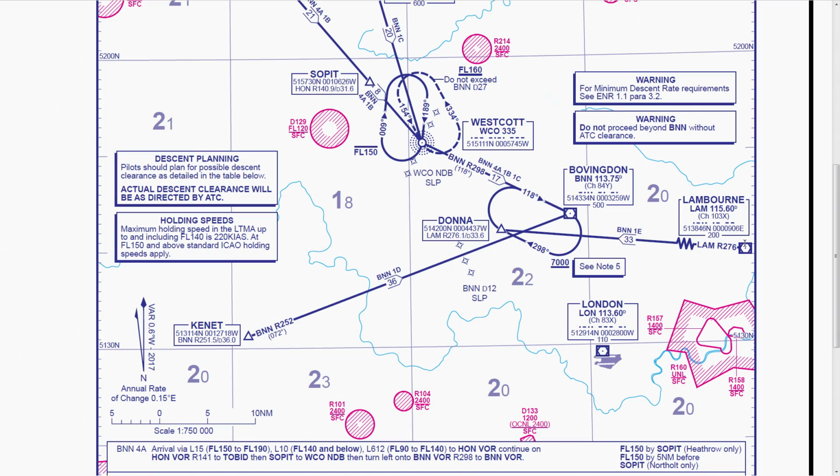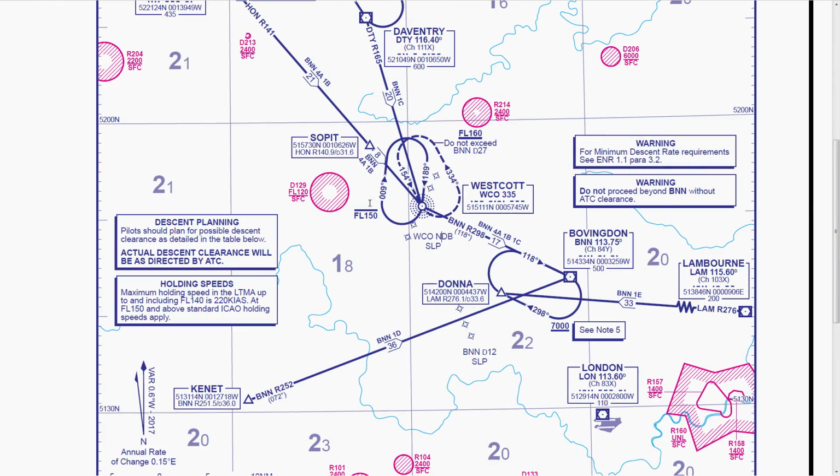Now, you're probably wondering, why doesn't Lambourne have one? Well, it does. It's actually about 7 nautical miles behind this map. So behind Lambourne, I think it's 7 nautical miles out from Lambourne, there is a speed limit point for Lambourne at 250 knots. That's why that approach doesn't have one.